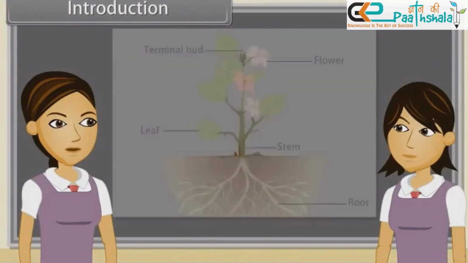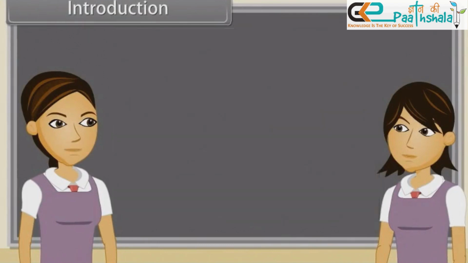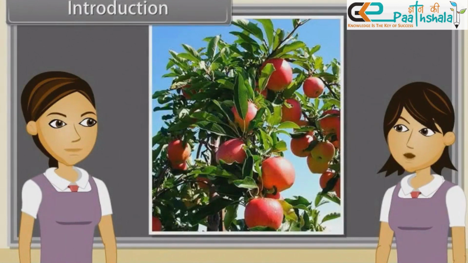When we observe a plant, then we see that every plant has roots, stem, and leaves. Plants also have flowers and fruits. We have already discussed characteristics, types, modifications, and functions of roots and stems. Now we will study leaf.